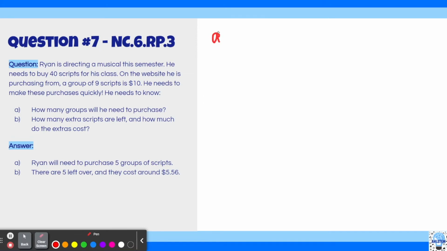So for the first one, Ryan will need to purchase 5 groups of scripts. He needs to buy 40, and he can buy 9 in each group. So we need to figure out how many groups of 9 can fit into 40. What does that remind you of? Division. Let's divide 40 by 9. So how many times can 9 go into 40? Let's think. 4.